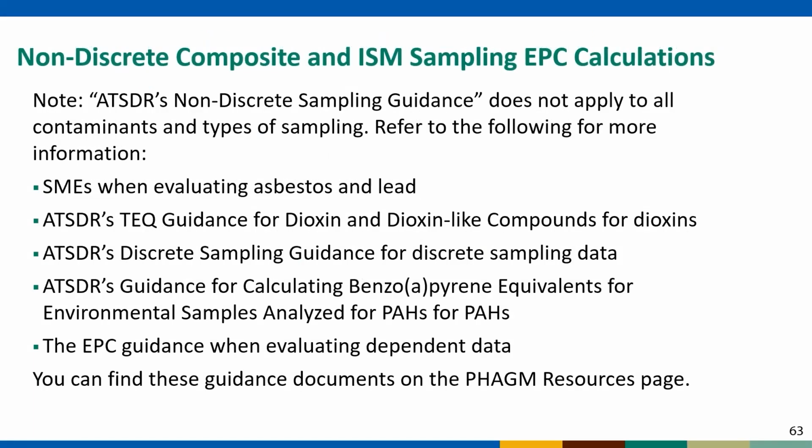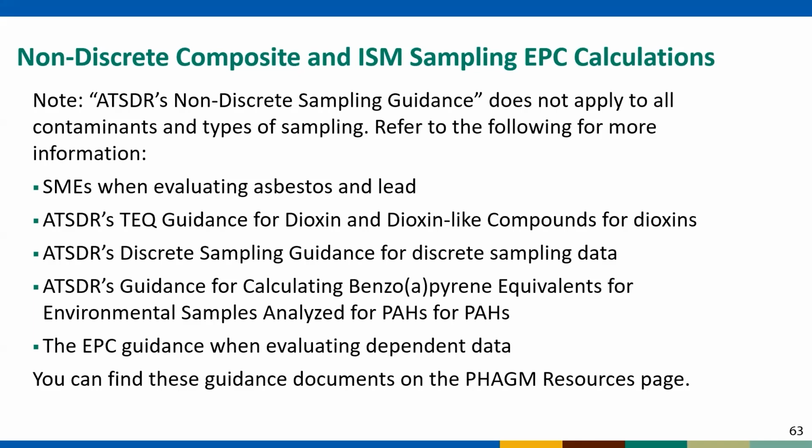And here are some final points I'd like to make. ATSDR's non-discrete sampling guidance does not apply to all contaminants and all types of sampling. For lead and asbestos, you will need to consult the subject matter experts. For dioxins and furans, you have to do some pre-processing to calculate what we call toxic equivalents, or TEQs, to account for the joint additive effects of dioxins and furans as outlined in ATSDR's dioxin guidance. Refer to the ATSDR discrete sampling guidance for discrete samples and ATSDR's guidance for PAHs for those analytes. You can find ATSDR's guidance documents on the PHAGM resource page.